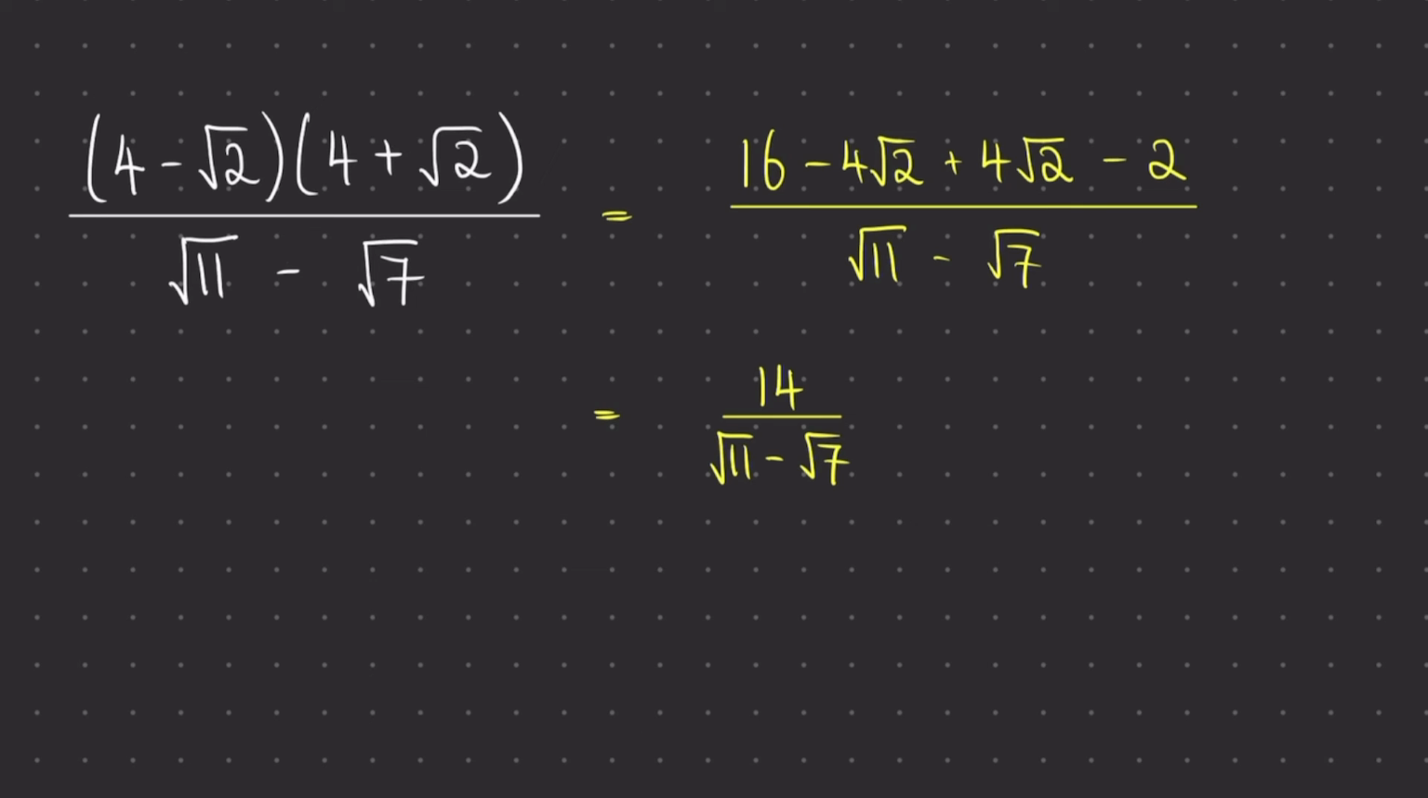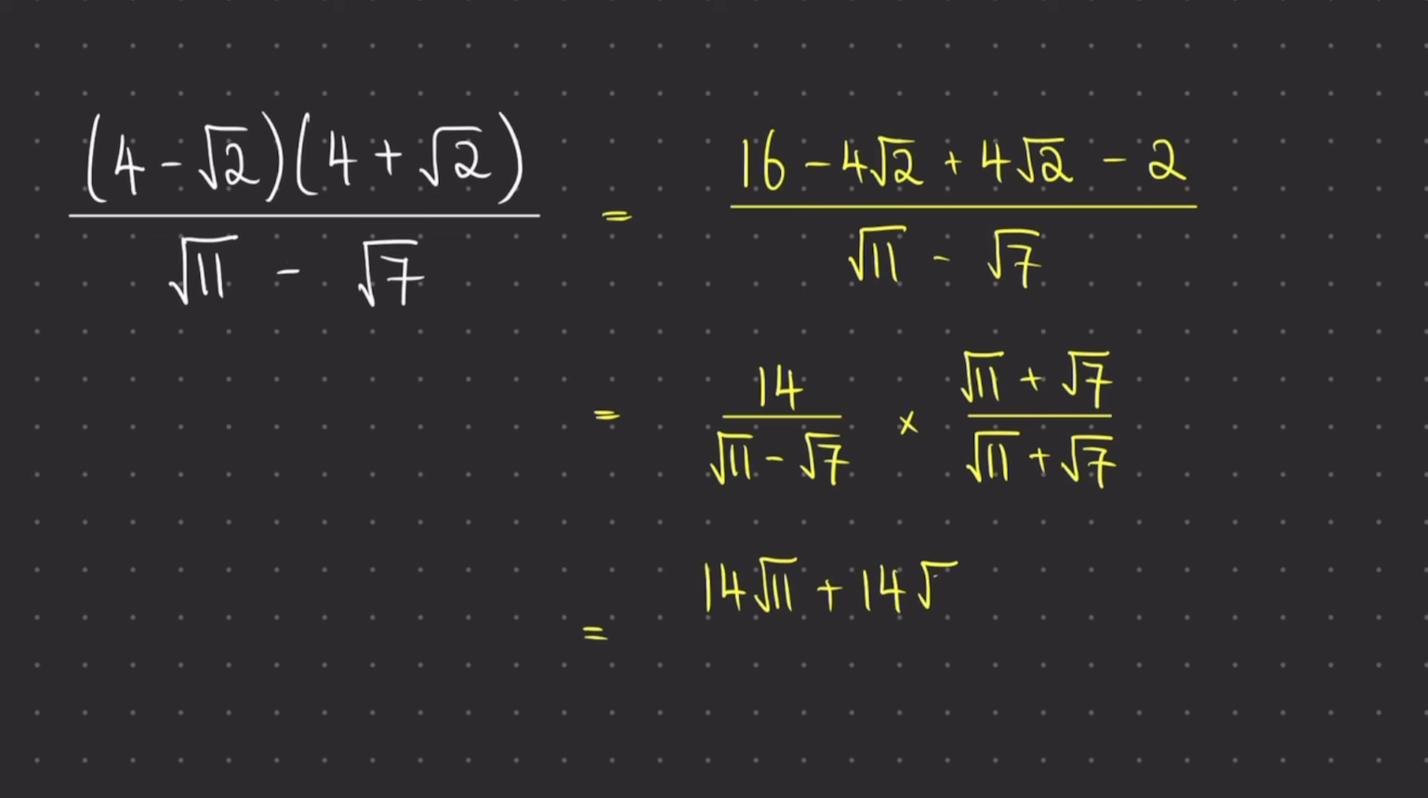Now we have the case where we have an irrational denominator, but we know what to multiply the bottom by. It is just the same expression with the sign flipped. Keeping the numerator the same, we can now multiply out these two fractions. On top, I'll have 14 root 11 plus 14 root 7. And on the bottom, I'll have 11 minus 7, remembering that the central two terms have cancelled.